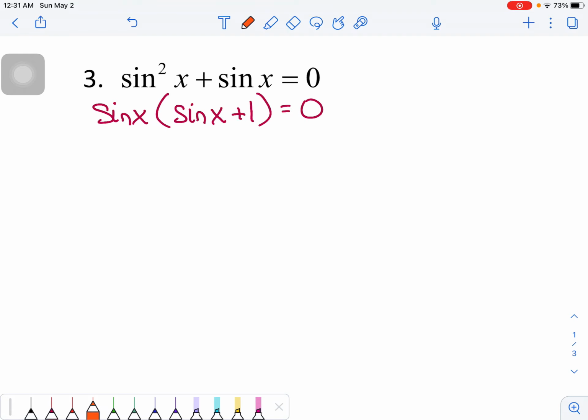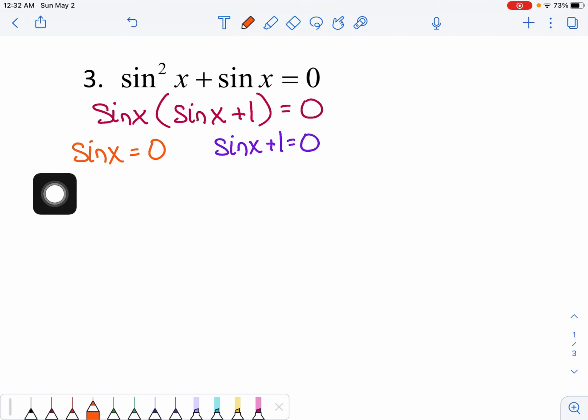Now, I'm going to do two little equations here. I'm going to do the first factor, the sine of x, equal to 0. And then separately, I'm going to do the second factor equal to 0. Now, the first factor, sine of x equals 0. If we look at the trig chart, it's not in there, right? There is no sine value of 0 in the actual trig chart.